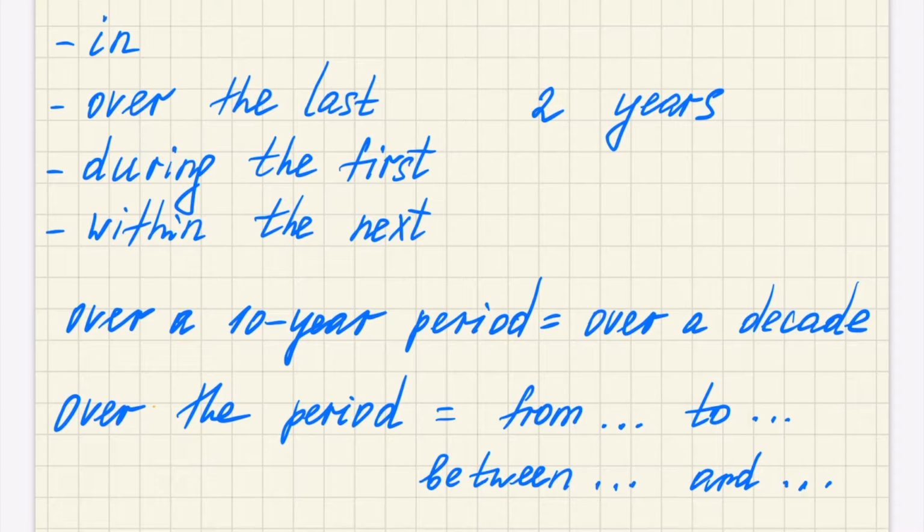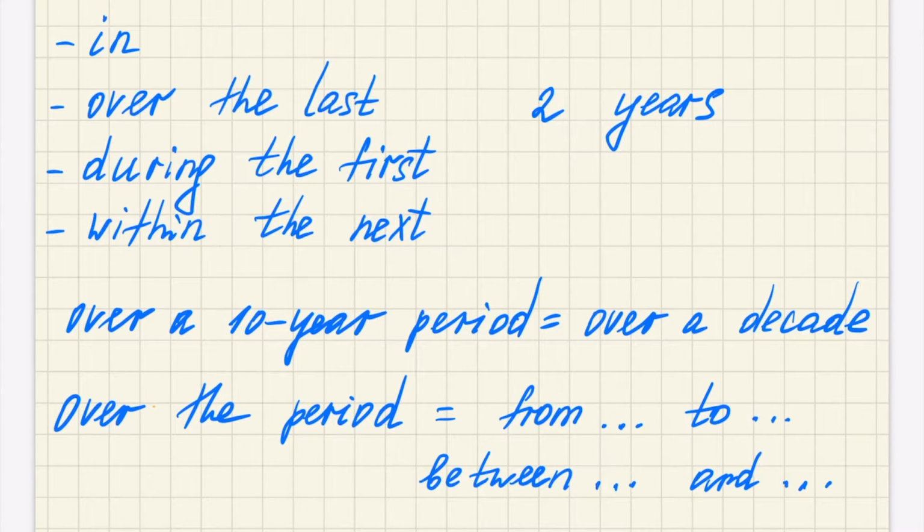And further, when you have, let's say, one graph and you want to say exactly what had happened within that time and you want to compare it with another line, you have to use words like in 2 years, over the last 2 years, during the first 2 years, within the next years. You have to put a time measurement for sure, to be more specific and to provide more detailed information.